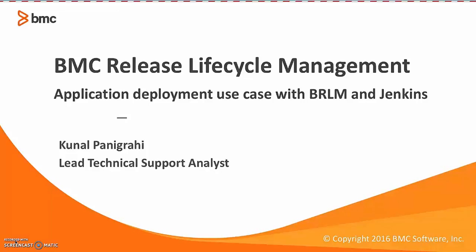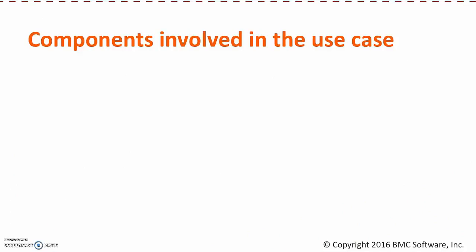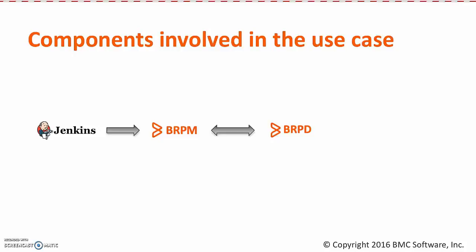In this video, I'll be showing you a simple use case for application deployment using BMC Release Lifecycle Management and Jenkins. Components involved are Jenkins to build the application WAR file, BMC Release Process Management or BRPM 5.0 patch 1, BMC Release Package and Deployment or BRPD 5.0 patch 1, BRPM is integrated with BRPD, Apache Tomcat 7 as my target application server.